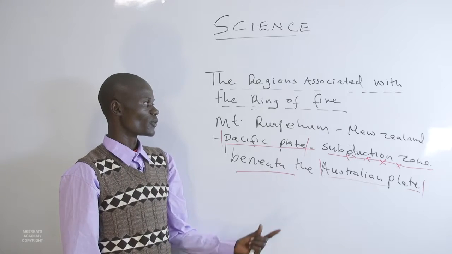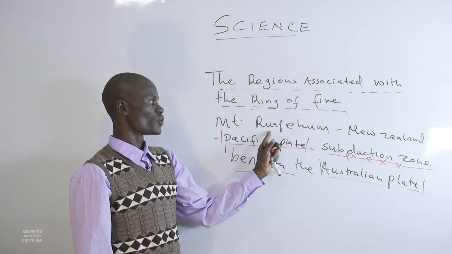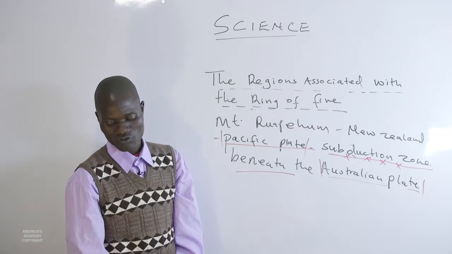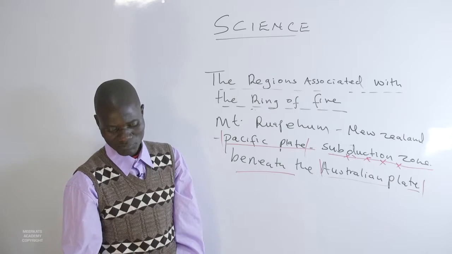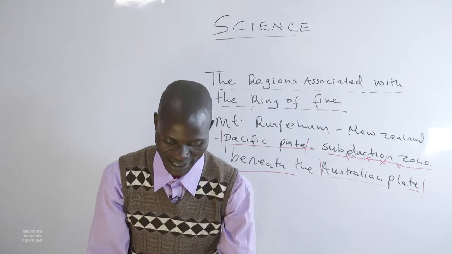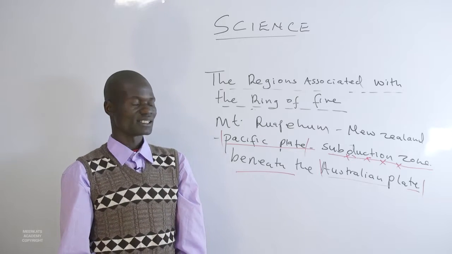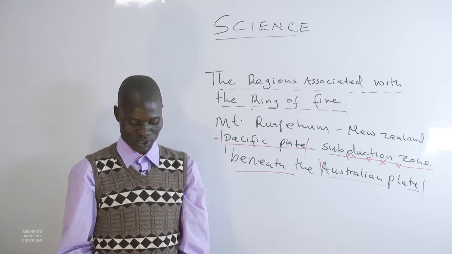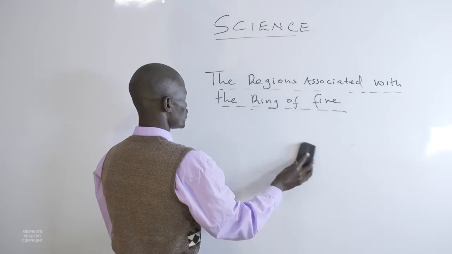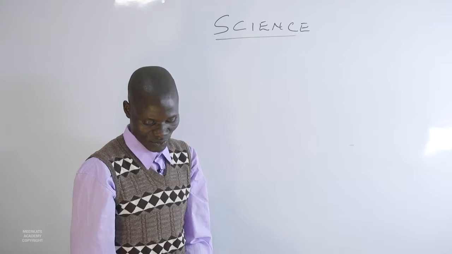As a result of that, on the other side, that is now the Southwest Australia and New Zealand, we have Mount Ruapehu, which is also an example of the Ring of Fire. But before we conclude and look at the Ring of Fire completely, let us look at the various oceans that are bordering the world so that we can associate these oceans with the Ring of Fire.